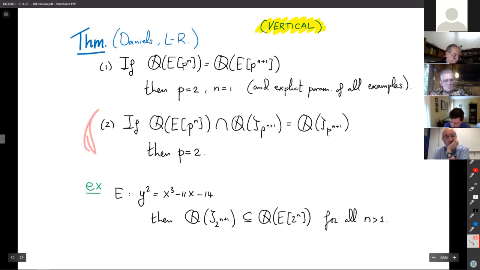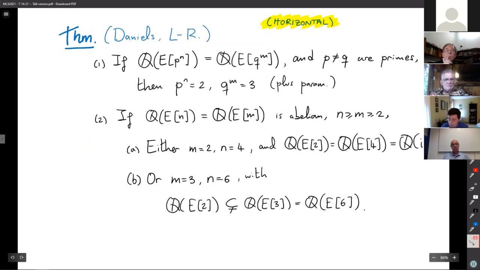And then we also have something about when roots of unity appear sooner than expected, but that's a little bit technical. For horizontal entanglements, what we can do is check when there are horizontal entanglements between a P power and a Q tower for different primes. It turns out that the only way this can happen is when P to the N is 2 and Q to the M is 3. If the entanglement is actually an abelian group, then we can classify that the only way that can happen is when M is 2 and N is 4, or when M is 3 and N is 6.